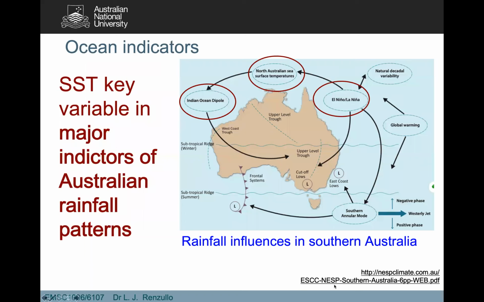Do have a look at this report if you're interested. It goes into a bit more detail about the drivers. It's not a long report, and if you are keen to get into the area of climate research in Australia, the NESP, NESP is the acronym for National Environmental Science Program, I think, is a good resource and a good group of people to be familiar with, especially the research that comes through NESP.